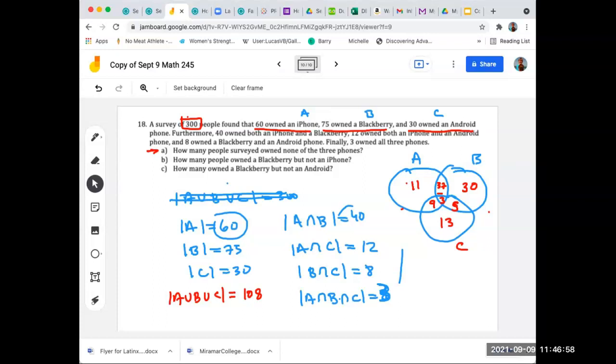So if I wanted to say that 190 people don't own phones, could I do the cardinality of A union B union C complement? Mm-hmm. Yeah. Okay. That's good. That is a complement. Complement is really useful.